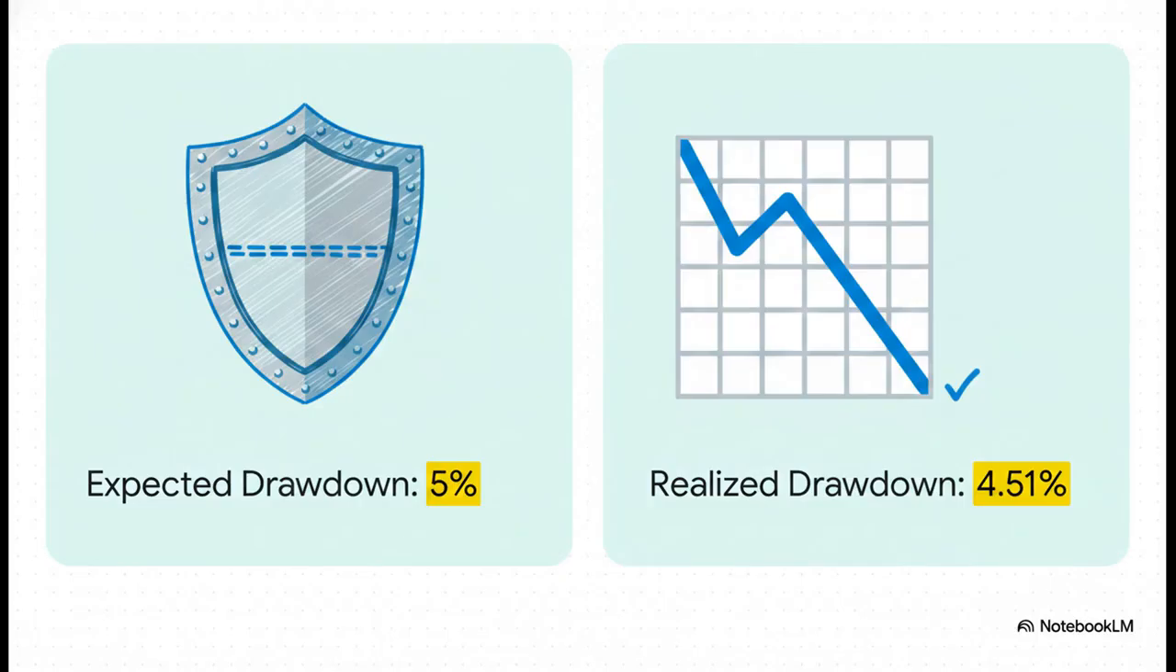Next, let's look at the drawdown. The maximum expected drawdown was planned for 5%. In reality, the realized drawdown for the cycle was lower at 4.51%.